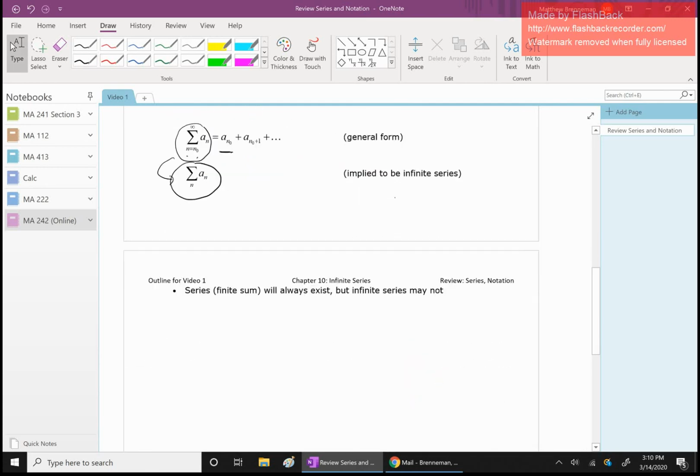And one of the things to realize, and the biggest difference between a series and an infinite series, is that a finite sum will always exist, but an infinite series or an infinite sum may not exist. And so in the next video, we want to talk about what it means for an infinite series to exist, and that naturally leads to the concept of convergence.